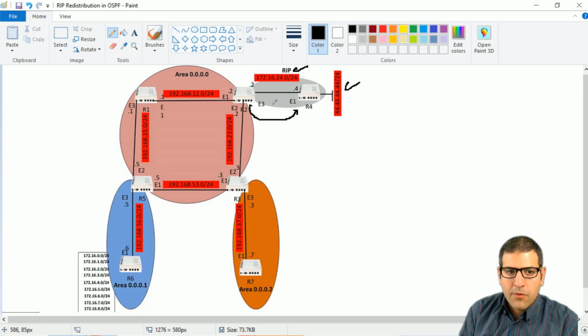Okay, so what we need to do now is make sure all the other routers, those routers of OSPF, router 2, router 3, 6 and 7, 5, all those routers need to be able to reach this network which is on RIP. So we'll have to see how we can do the redistribution for the OSPF routers to be able to reach the networks which are advertised in the RIP routing protocol. So let's go now and see what we have to do in the first point.